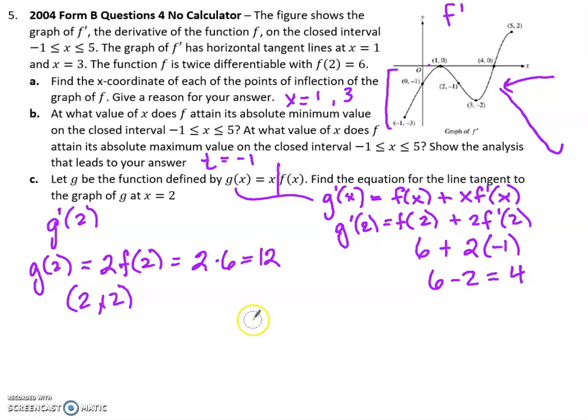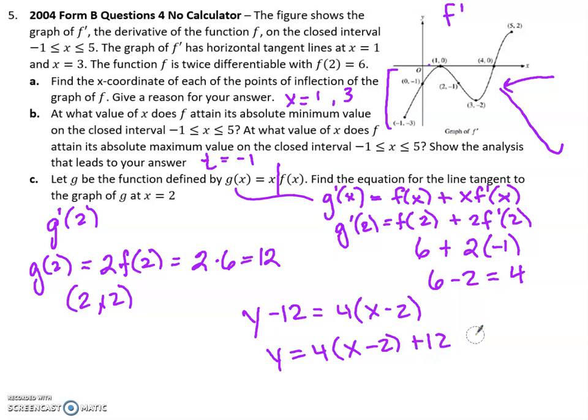Now I'm going to use that to write the equation of my line. You can write it in point slope form. So y minus 12 equals my slope times x minus 2. You could go ahead and write it with the y value on the other side. It's up to you. Either one is fine.